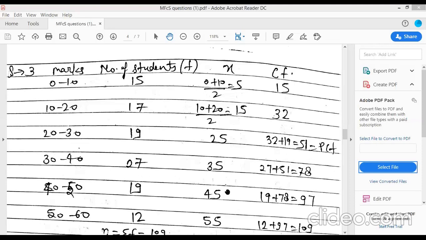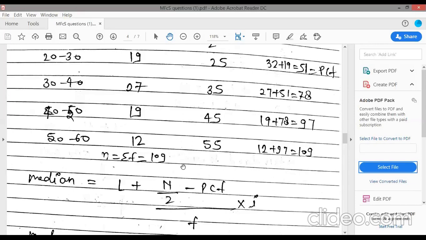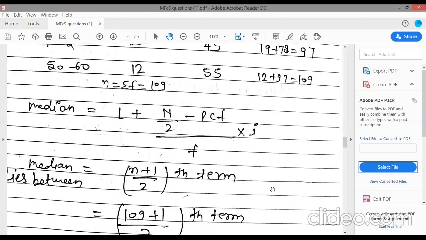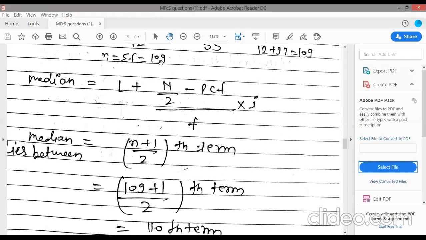51 plus 27, 78. So one by one, add the frequency to the cumulative frequency, then you will get your next cumulative frequency. So the last one is your 109. So check your summation f. Summation f is 109. If both are same, then that means you have calculated your cumulative frequency right. Now next, summation f is 109.